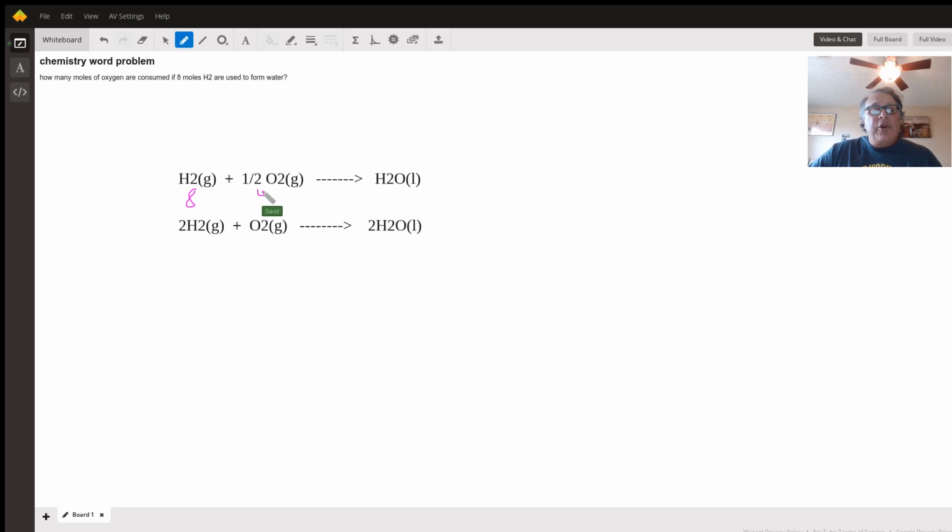So the answer is 4. There are 4 moles of oxygen gas consumed for every 8 moles of hydrogen in an actual procedure. And then, of course, we are talking about absolute quantities, but we're always using mole ratios. So whether you use the top or the bottom, it doesn't matter, but you must use a mass balanced equation.